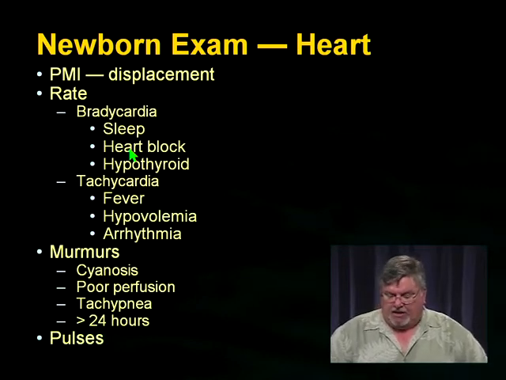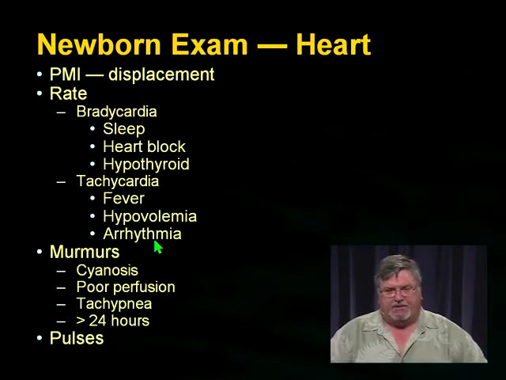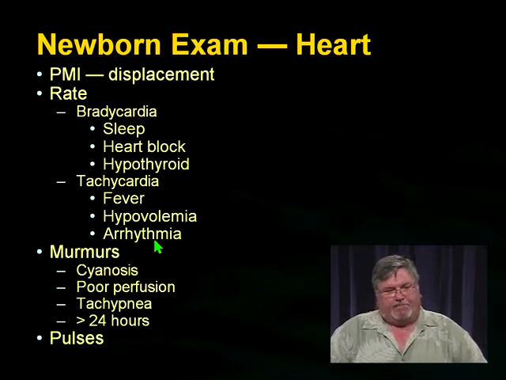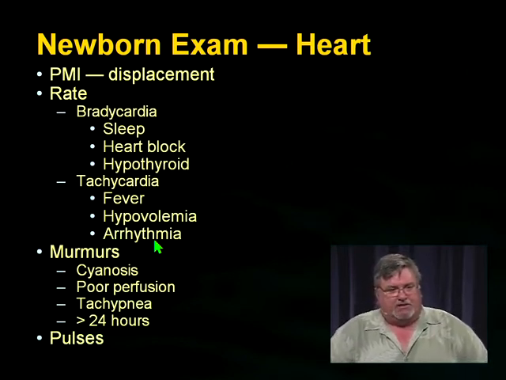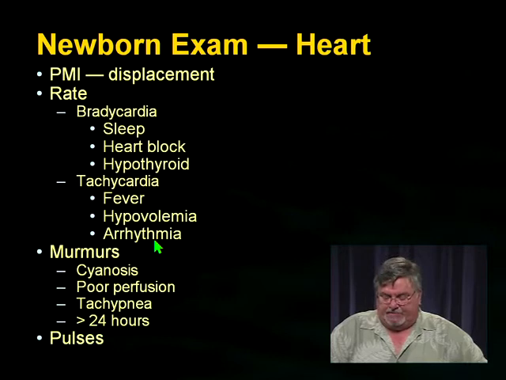Tachycardia. We think about fevers and hypovolemias, but arrhythmias can be common, particularly tachyarrhythmias are more common in babies than bradyarrhythmias are. Every baby on the planet has a murmur at some point in their postnatal life because they all, at least theoretically, close their ducts. And so when early, late, the type of murmur, whether they're systolic or diastolic, those are all important issues.